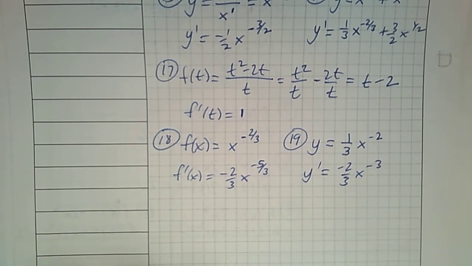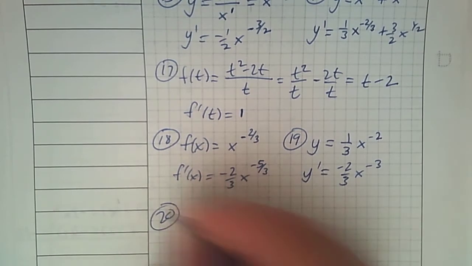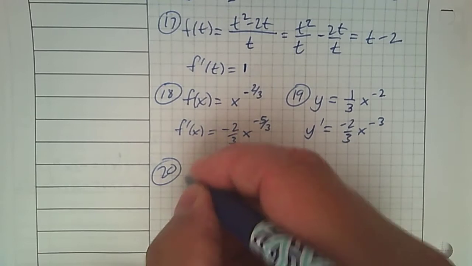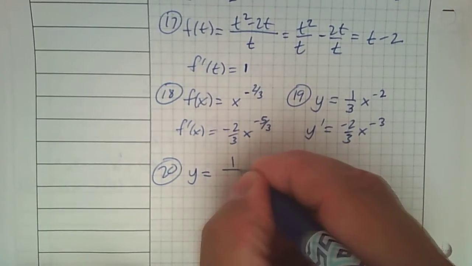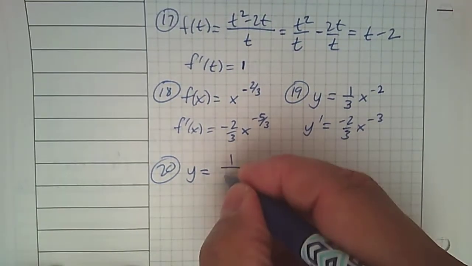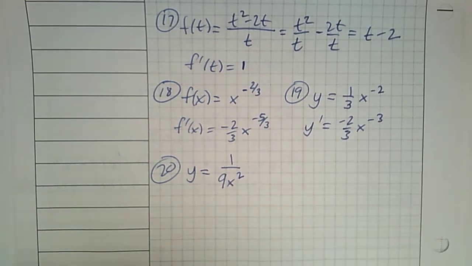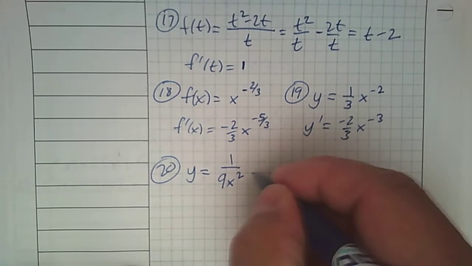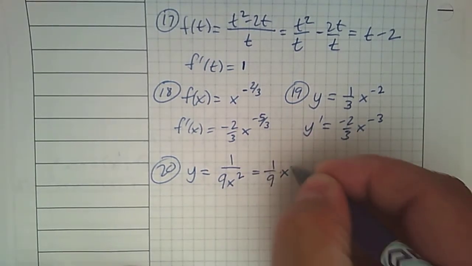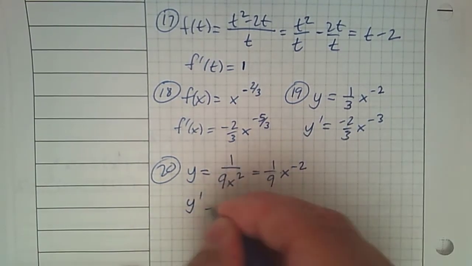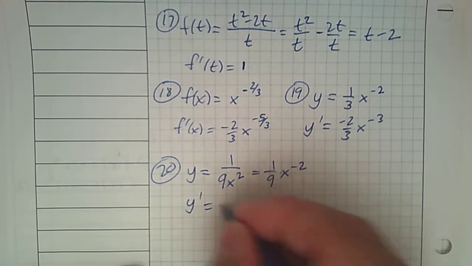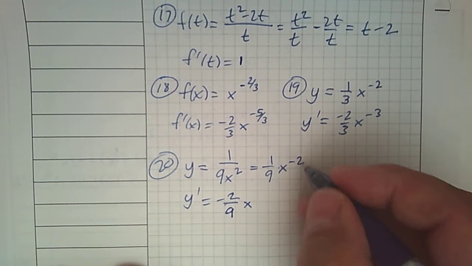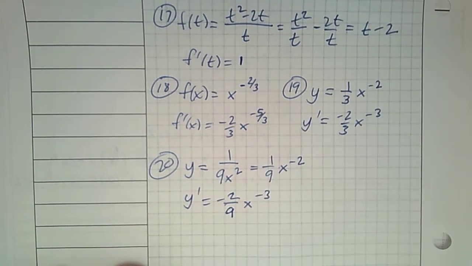Number 20. In number 20, oh, here's the last one like this. So for this one, we're going to do something similar. But first, do you see the parentheses that make it different? So the parentheses make this 9x squared, because that exponent 2 belongs to the 3, and 3 squared is 9. So I'm going to write this as 1/9 x to the negative 2. Then when I take the derivative, negative 2 times 1/9, that's just negative 2/9. Don't make that complicated. And then subtract 1, and you get negative 3.